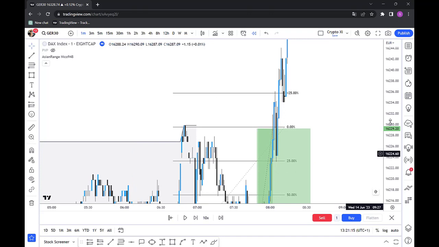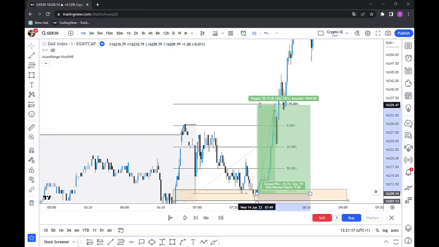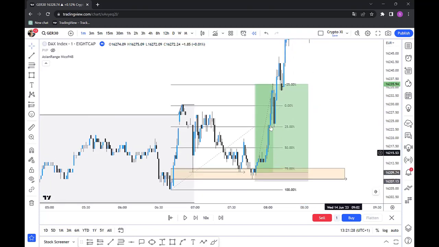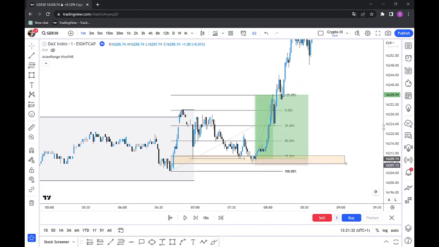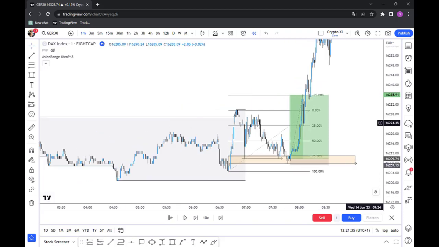And as you can see, you could put the target here where we were in a bullish trend, and you could put the target at the minus 25%. And you could realize a 1:10 risk reward ratio. So that's very important. Contextualize every action you make.